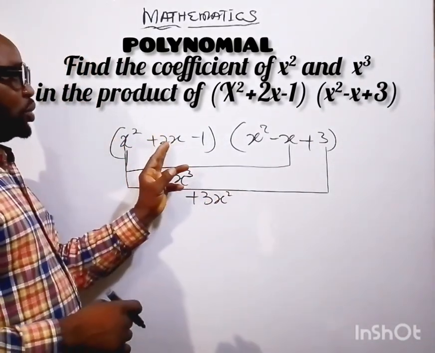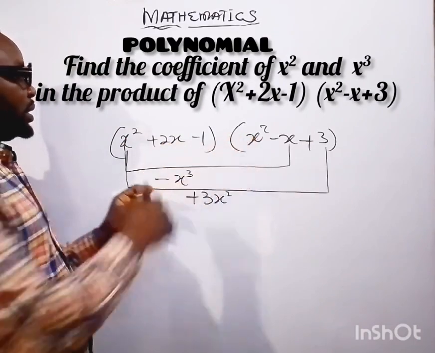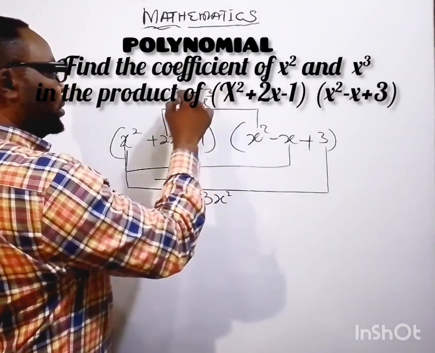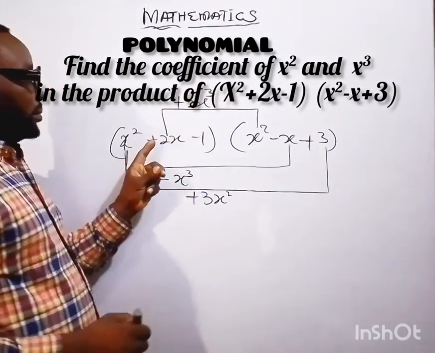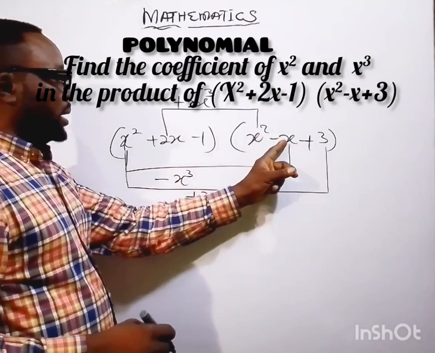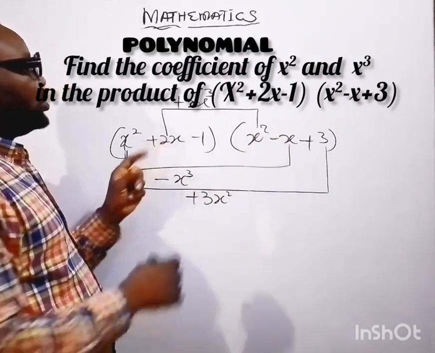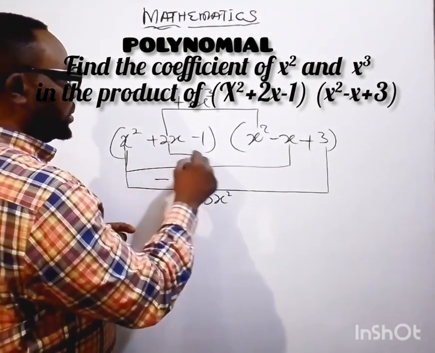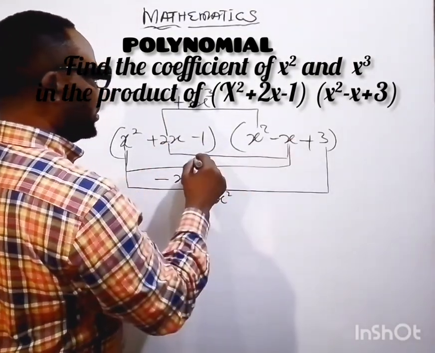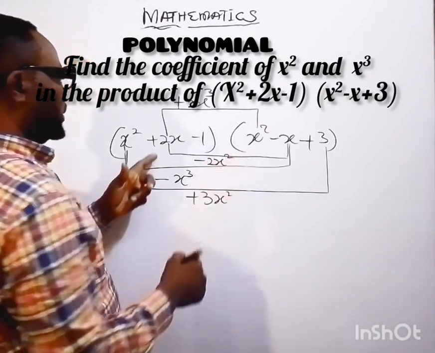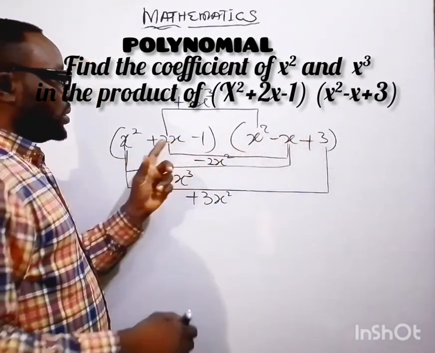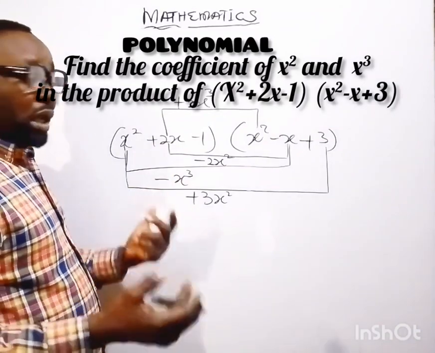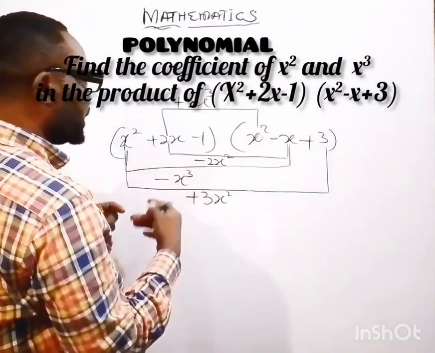I move here. 2x multiplied by x squared will be 2x raised to the power of 3. That's plus 2x times minus x, that will be minus 2x squared, which is also part of the terms we are looking for. Minus 2x squared, plus 2x times 3, that's going to be plus 6x. We are not looking for that term. That is not part of the question that we are asked to find, so we don't need to write anything about that.